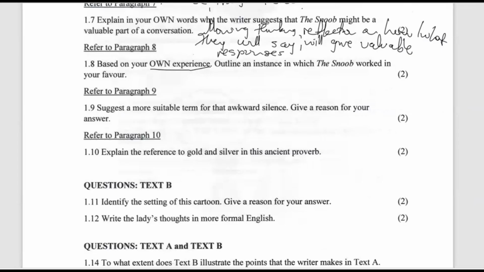Suggest a more suitable term for that awkward silence. Give a reason for your answer. This one is also different. I believe it will be regret. For that awkward silence, it will be regret of speaking too soon. So which means if you're one of those, you have to give your own suitable term. They say it's nope, so you'll give your own. And as a result, that's where you have to now give a reason why you do that.